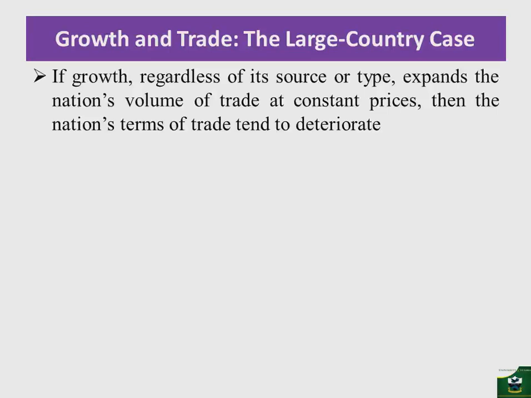Now, because there are too many exportables that the nation has, for it to export all those units, it will have to face a lower price on the market, because there will be a lot of goods which are supposed to be sold out. And because the nation will be demanding more of the importable commodity, the price of the importable commodity will relatively go up. And as such, the nation's terms of trade will tend to deteriorate.